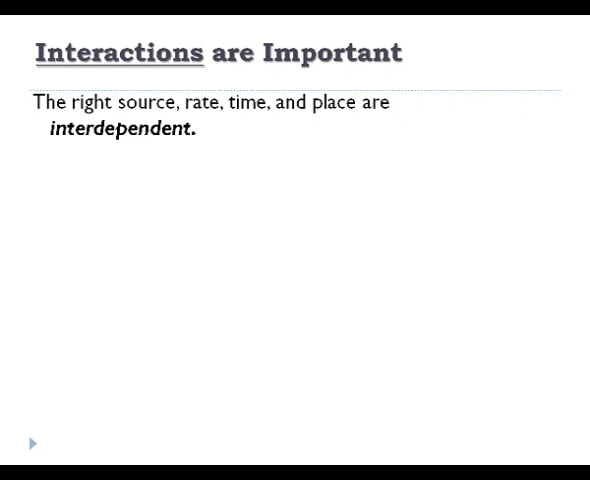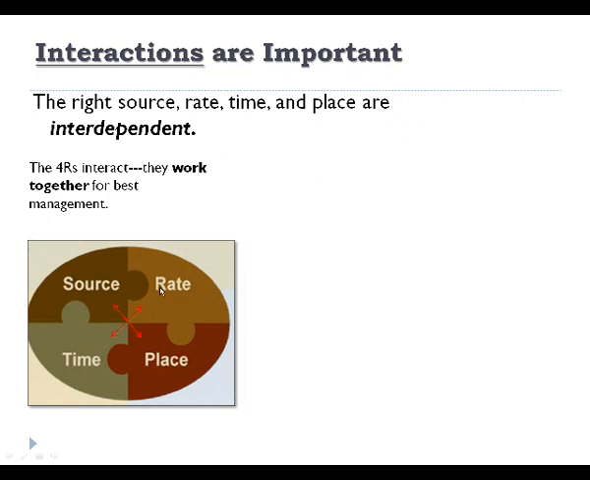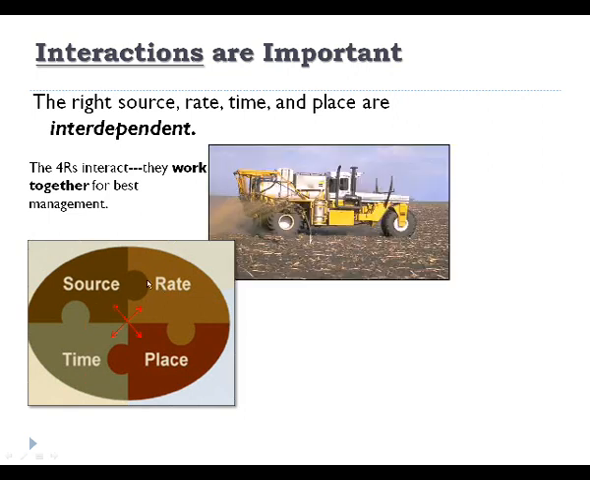And all of these things interact. Right source, right rate, time, and place are interdependent. Sometimes the right time depends on what source you're using. The right place may depend on the source and so forth. So they don't act independently, but they're interdependent in making management decisions, deciding when to put that product on.